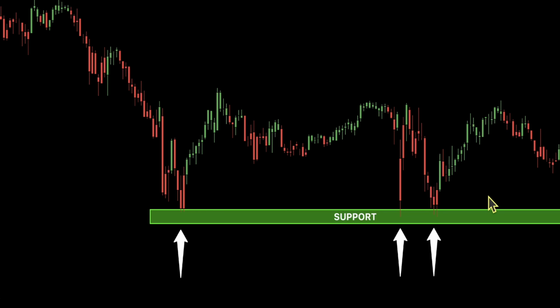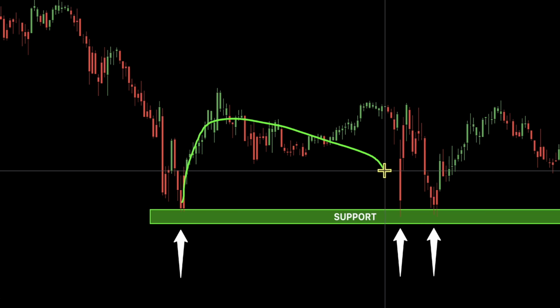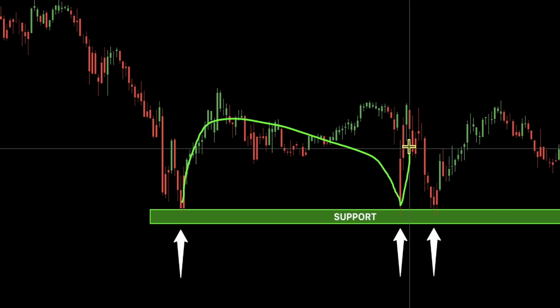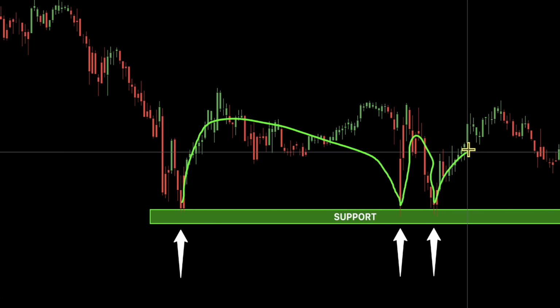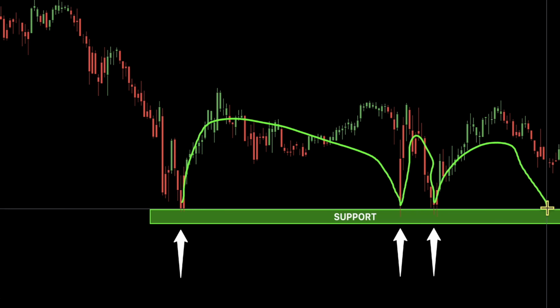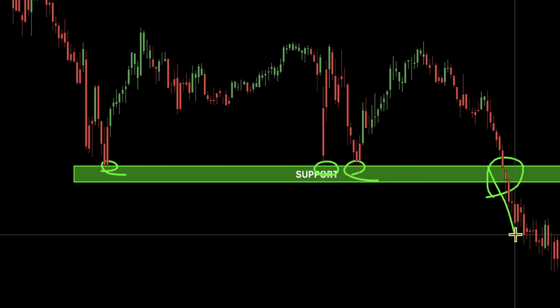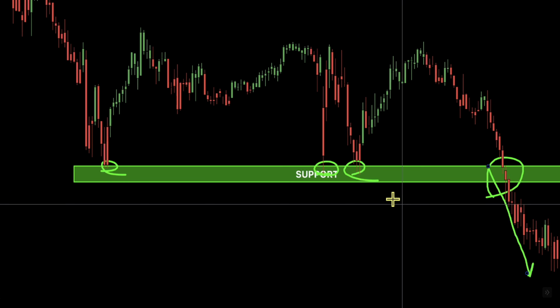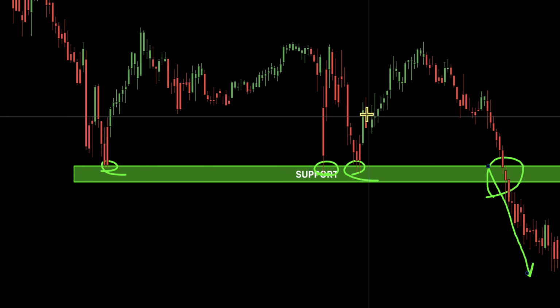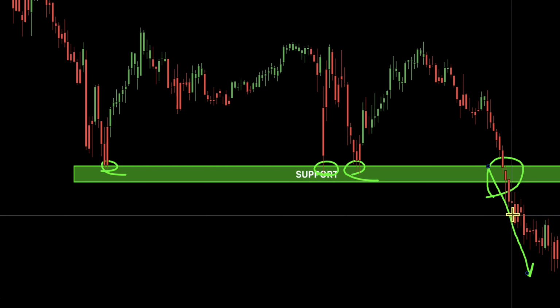Now, one of the things you're going to find is when support is tested and we come back to the same level, okay, that means that as long as we keep testing that area, the weaker the support is getting. And at some point, the sellers will win and the buyers will lose, guys. And sure enough, in this example, you can see that support was lost. We had 1, 2, 3, and then the fourth one, we went to the floor, guys. And that should be a little bit of a rule of thumb for you. After the third try, they're probably not going to make it on the fourth try.